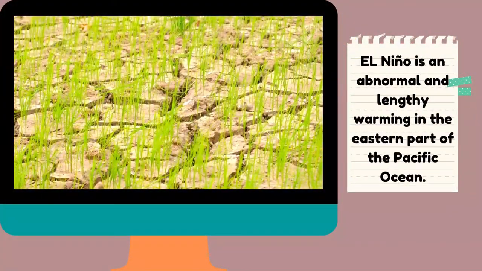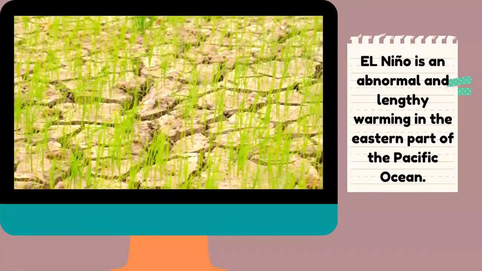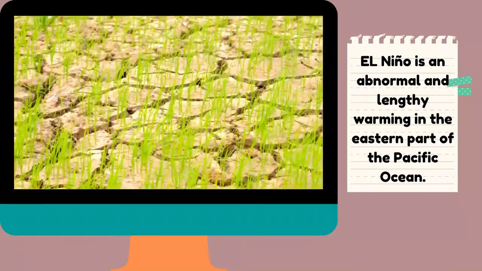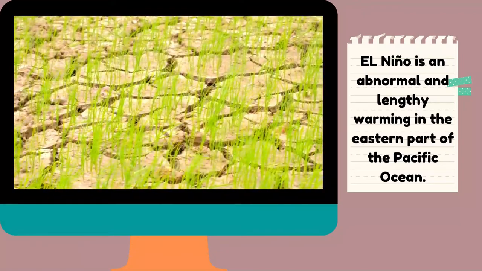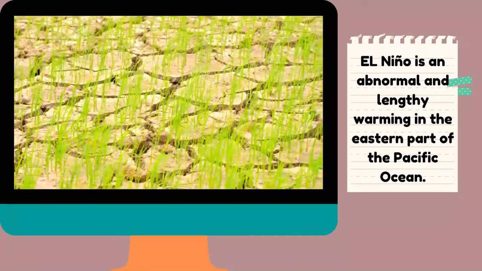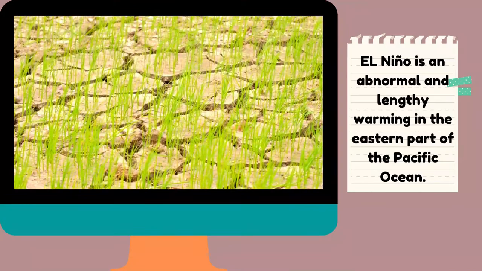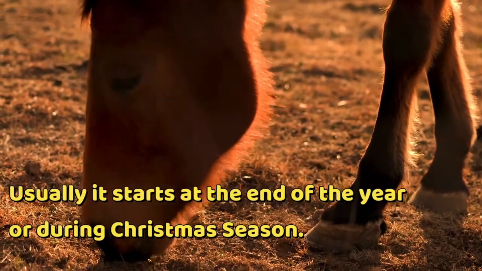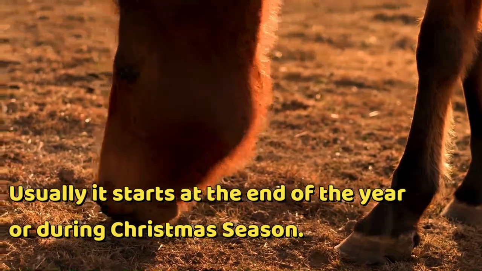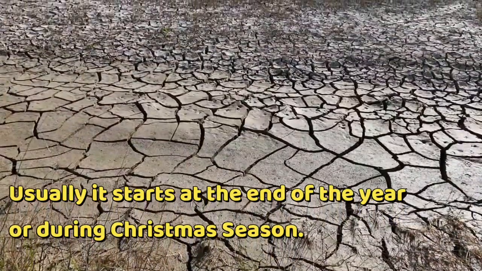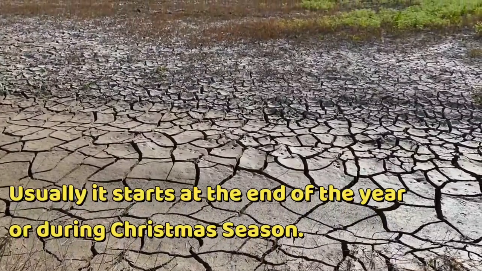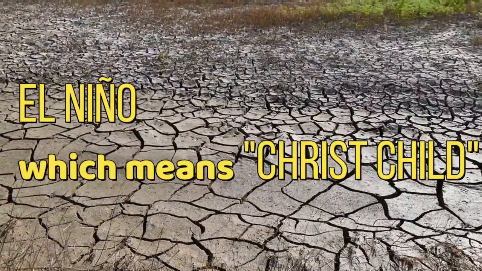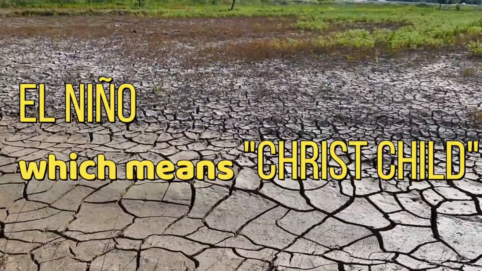El Niño is an abnormal and lengthy warming in the eastern part of the Pacific Ocean. This natural phenomenon occurs at irregular intervals of 2 to 7 years and lasts for 9 months or 2 years at most. Usually, it starts at the end of the year or during Christmas season. That is why it is termed as El Niño, which means Christ's child.